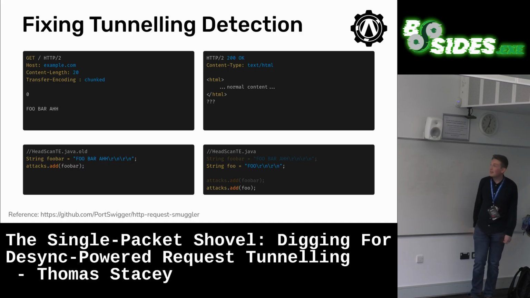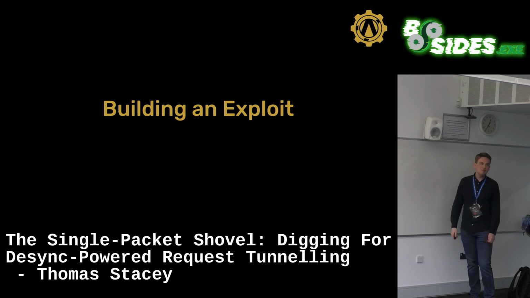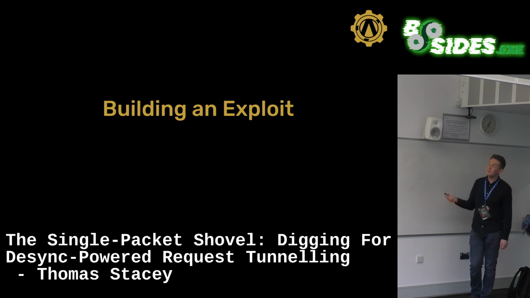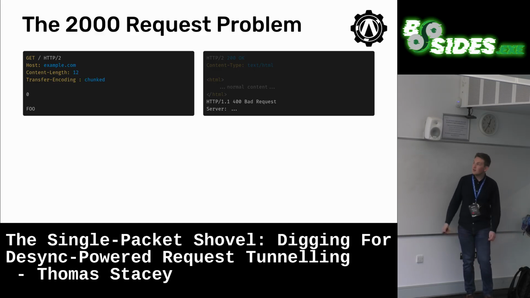And it worked against all those cases that I thought were false positives. So now that detection was working, I figured, hey, let's exploit all these new vulnerabilities that I found in our customers' environments. However, I quickly ran into a problem that I've called the 2000 request problem.